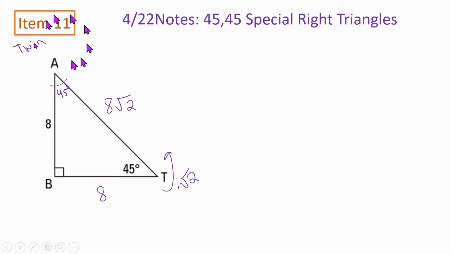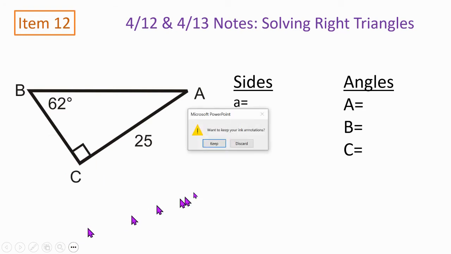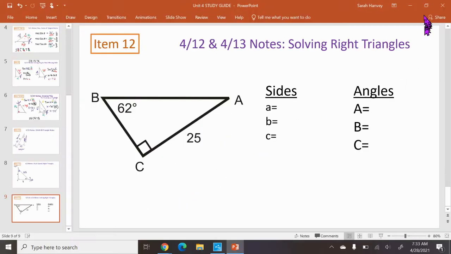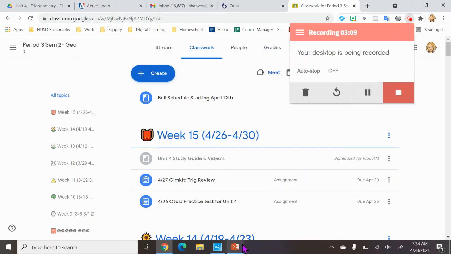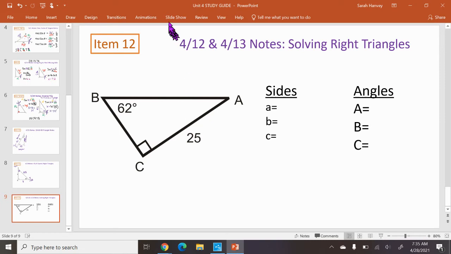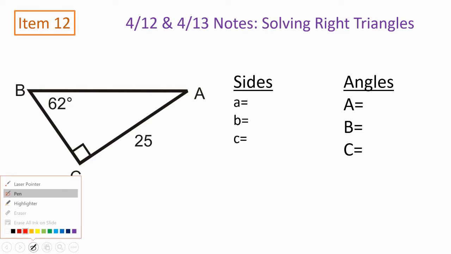Moving right along, last and final problem is going to be item 12, and this is where we're solving right triangles. That means we have to find all the sides, and we have to find all of the angles. The easiest thing to do right now is fill out what is given to us. I'm going to make sure my calculator is ready to be used. Give me 1 second. Where did my calculator go? All right, found my calculator. So here we go.